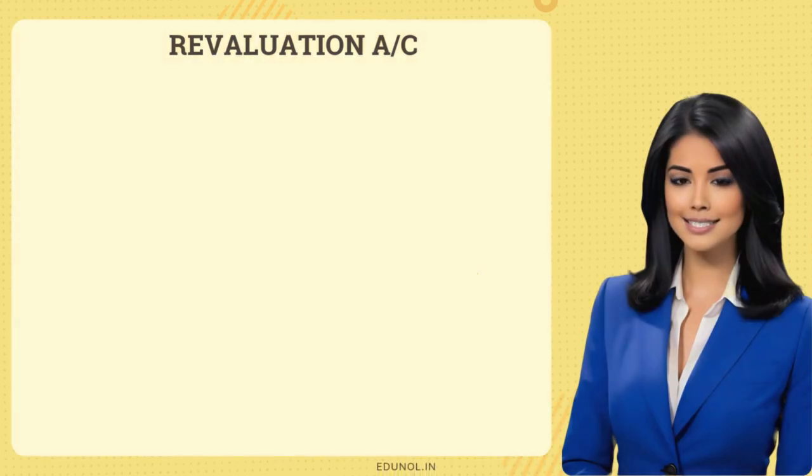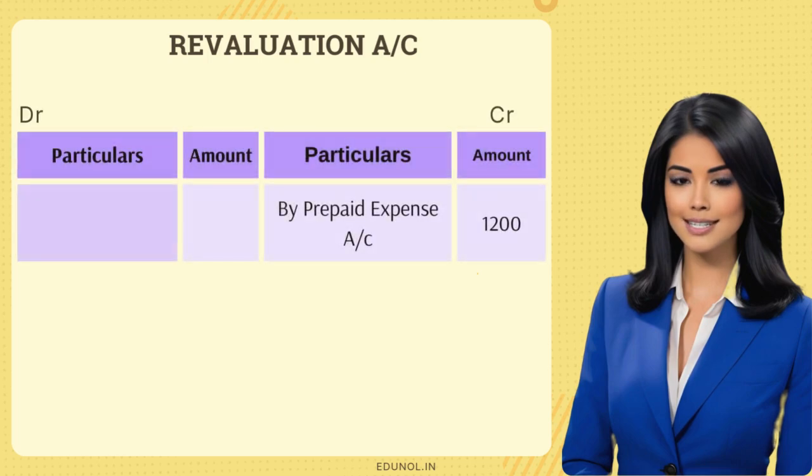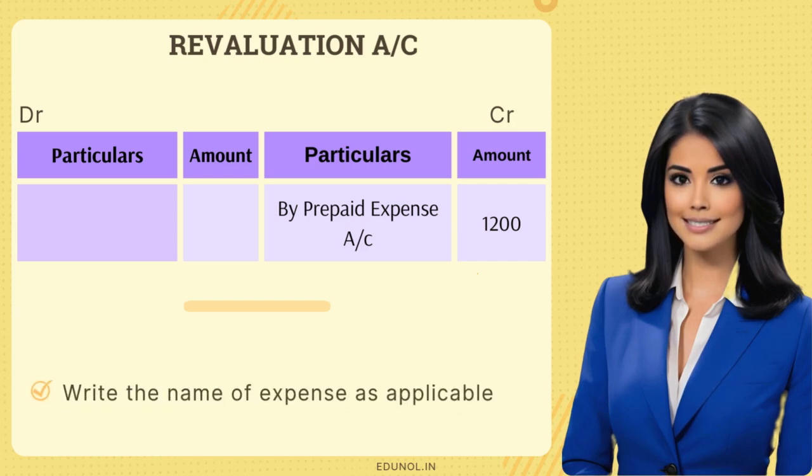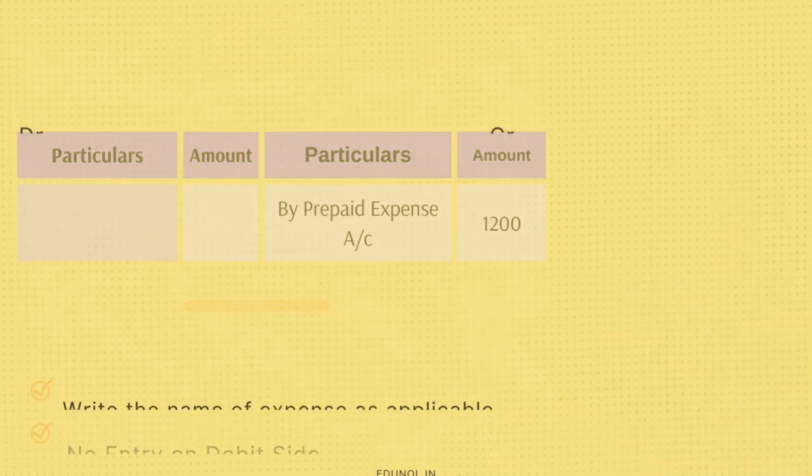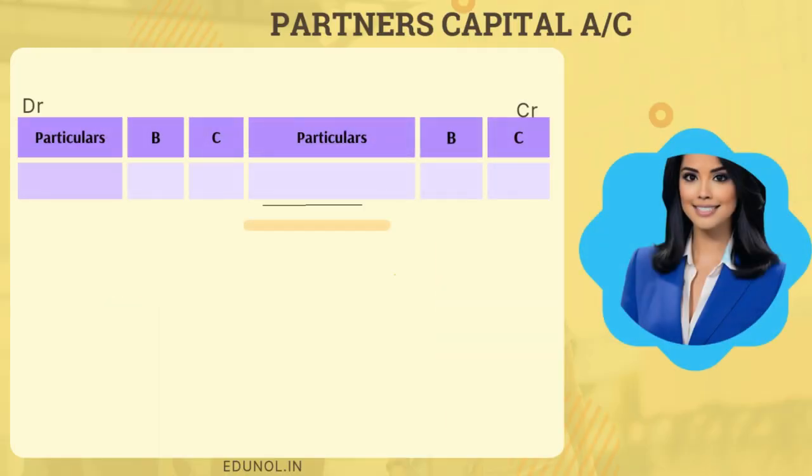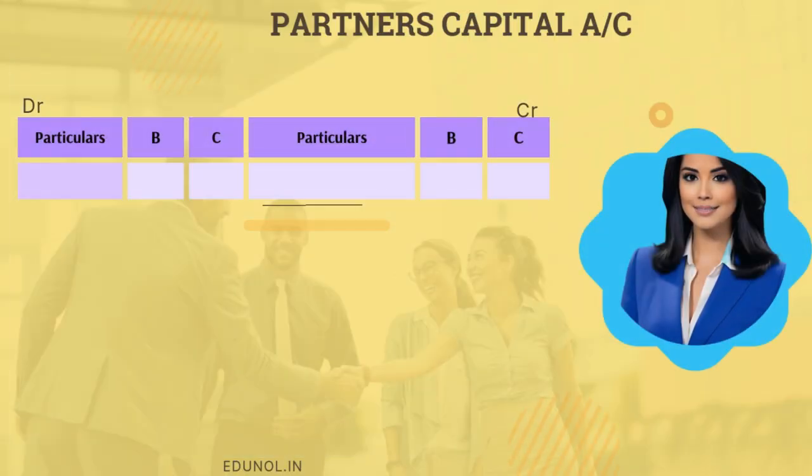Next we will discuss how this will be shown in revaluation account. Since there is a profit, so it will be shown on credit side of revaluation account. Remember, in examination question replace the word expense by the type of expense like rent, salary, etc. as given in the question. There will be no entry on the debit side of revaluation account. There will be no impact of this adjustment in the partner's capital account.